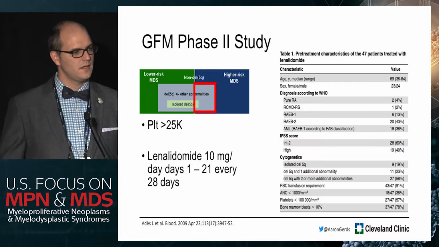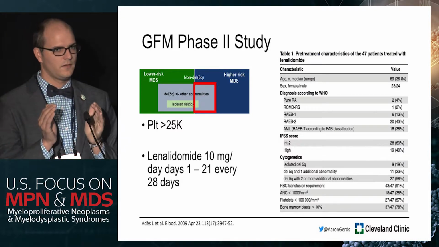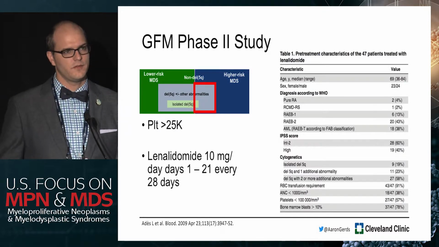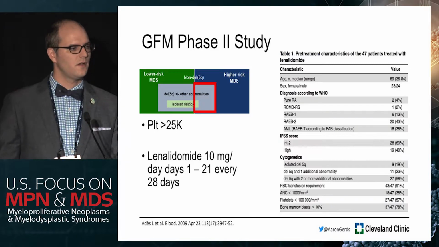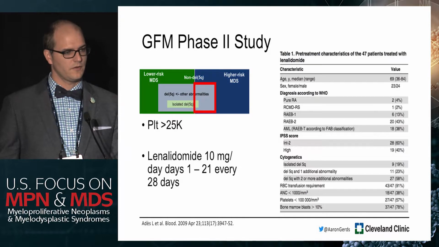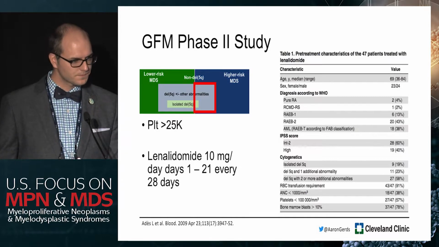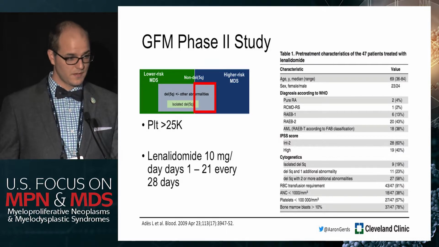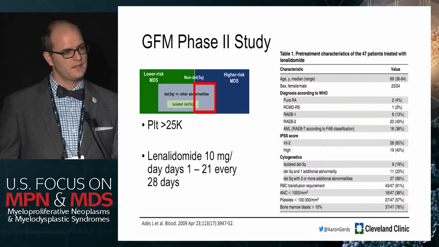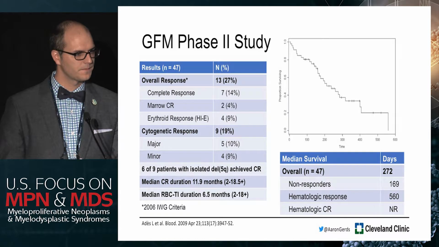So the GFM study, it was a phase 2 study and really kind of shifted the box over to the right on our little diagram here, looking at high-risk patients who had the del(5q) abnormality. These patients in the study also have a platelet count of greater than 25,000. They received lenalidomide 10 milligrams per day. And on the right is the table of attributes of these patients. 19% of them had isolated del(5q), but 58% of them had del(5q) with 2 or more abnormalities. So a pretty high-risk population.